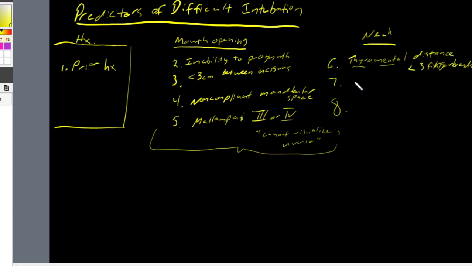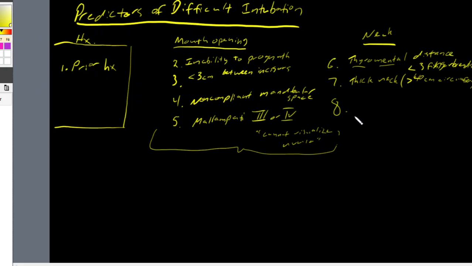Number 7 is going to be a thick neck size. Thick neck. And typically that is a circumference of greater than 40 centimeters. Sorry, my handwriting there is pretty small. So a thick neck means that you have excess tissue in the airway. It might be more difficult to intubate.